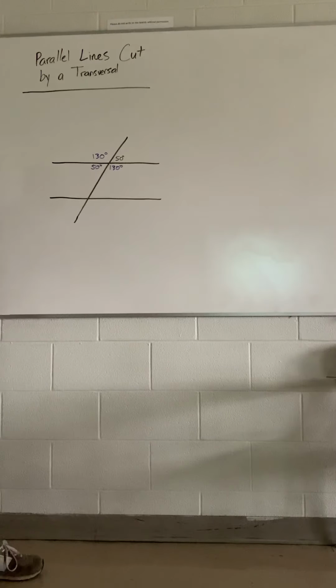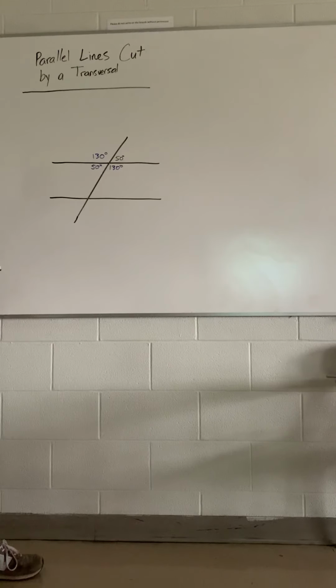Now, a good way to double check this. I've got 4 angles that are touching from intersecting lines. Those should total 360 degrees. So if you add all 4 of these up, they should total 360, which they do in this case.